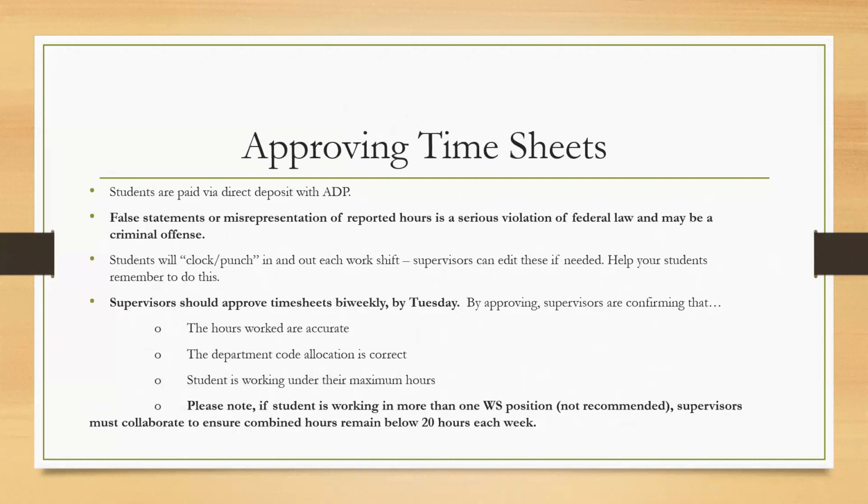Approving timesheets. Students are paid via direct deposit with ADP. False statements or misrepresentation of reported hours is a serious violation of federal law and may be a criminal offense. Students will clock or punch in and out each work shift. Supervisors can edit these if needed. Help your students remember to clock in and clock out, as this is a new feature in ADP.